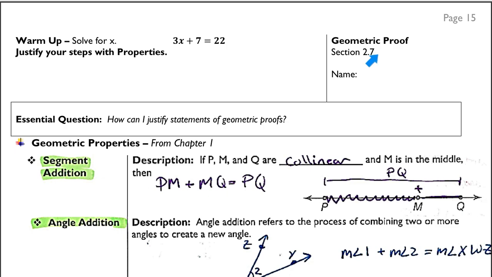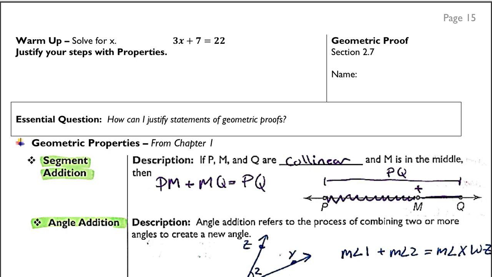This is chapter 2, section 7, corresponding to our book. We're going to ask ourselves, how can I justify statements of geometric proofs? So we're actually not going to write the proof, we're just going to give reasons for those steps. Tomorrow we're going to have to complete the whole proof by giving the statement and the reason, which is just a logical pathway of solving things. And it takes a little bit of time.